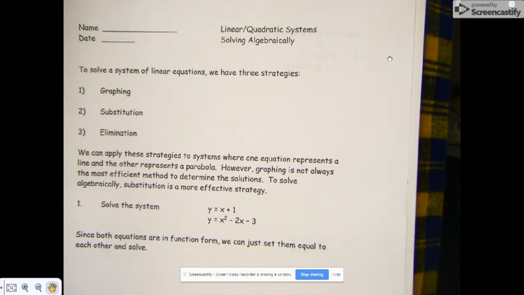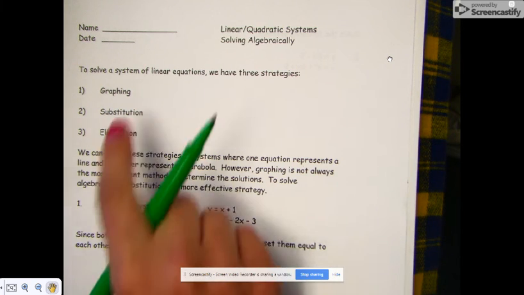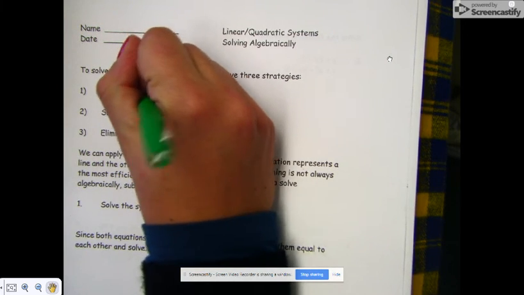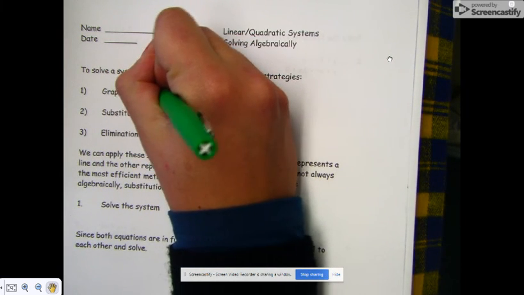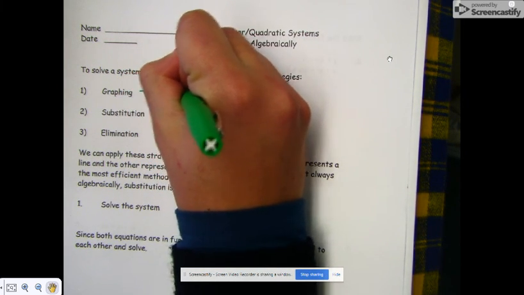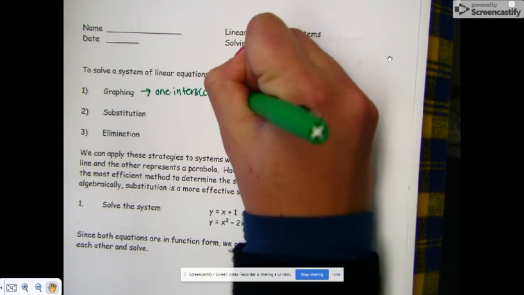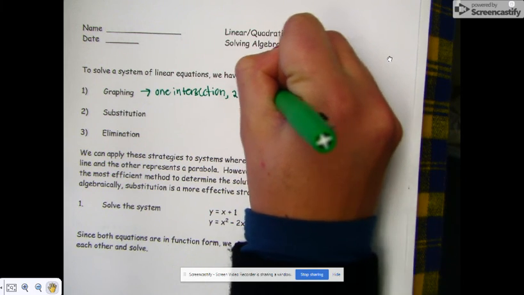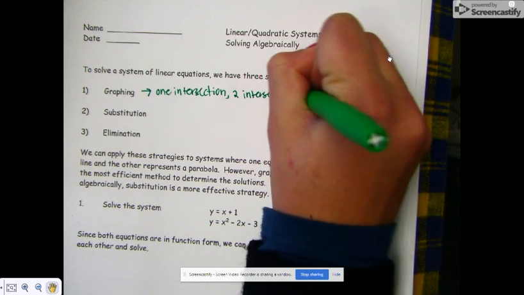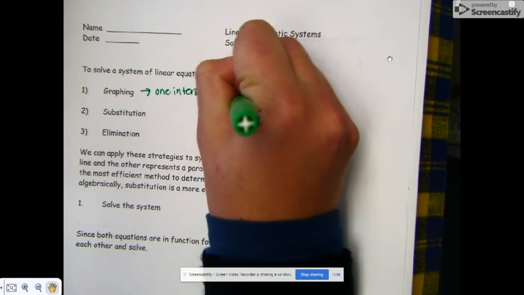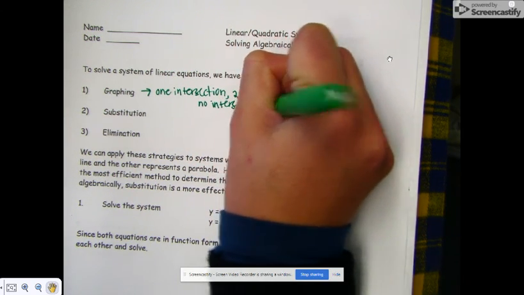So today we are going to do systems of nonlinear equations algebraically. So yesterday we did graphing, and we looked at all the different types of answers you could get graphing. When we did that, we noticed that with nonlinear functions there can be one intersection, two intersections, or no intersections. If you remember from yesterday, we talked a lot about that.